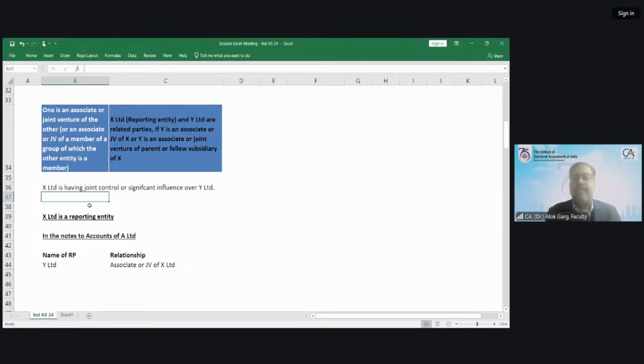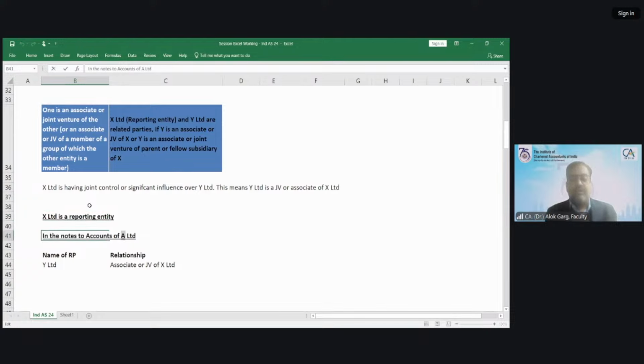Y Limited is also the associate. So related party means of X Limited. So this means Y Limited is a JV or associate of X Limited, right? Associate of X Limited. So in this case, X Limited is a reporting entity.